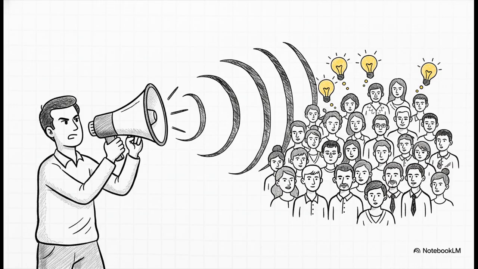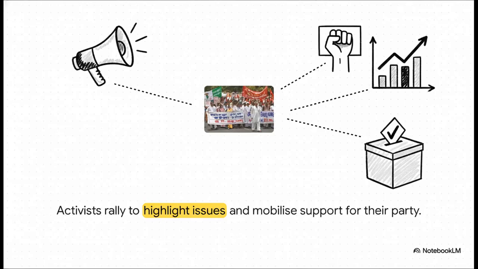With thousands of members and activists all over the country, they can launch movements and campaigns to bring attention to certain problems. And this picture is a perfect example of that. You see these party activists taking out a rally on the streets. This is how they make sure an issue is seen and heard by everyone, and how they put pressure on the government to do something about it.